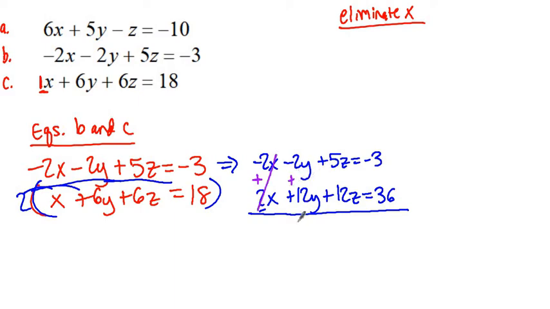Negative 2y plus 12y would be 10y. 5 plus 12z would be 17. Sorry, that's not supposed to be a 12. It's supposed to be a 17. 17z. And then finally the last one, negative 3 plus 36 would be 33.